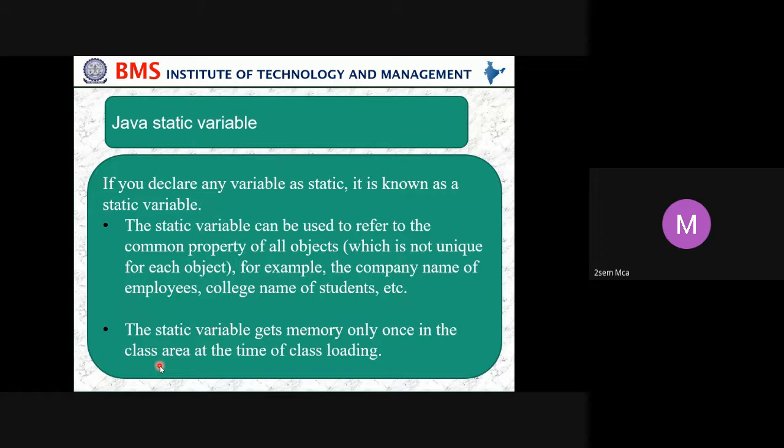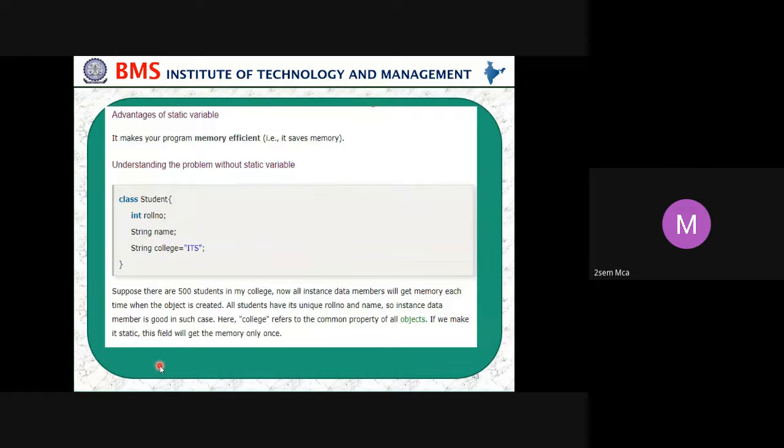A static variable gets memory only once in the class at the time of class loading. So that's about a static variable. The advantage of a static variable is that it makes your program more efficient, and the memory consumption will be very less.